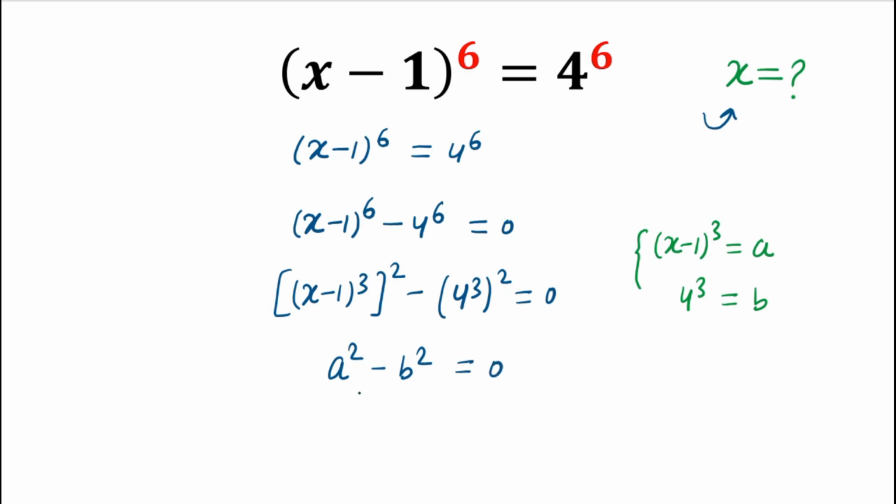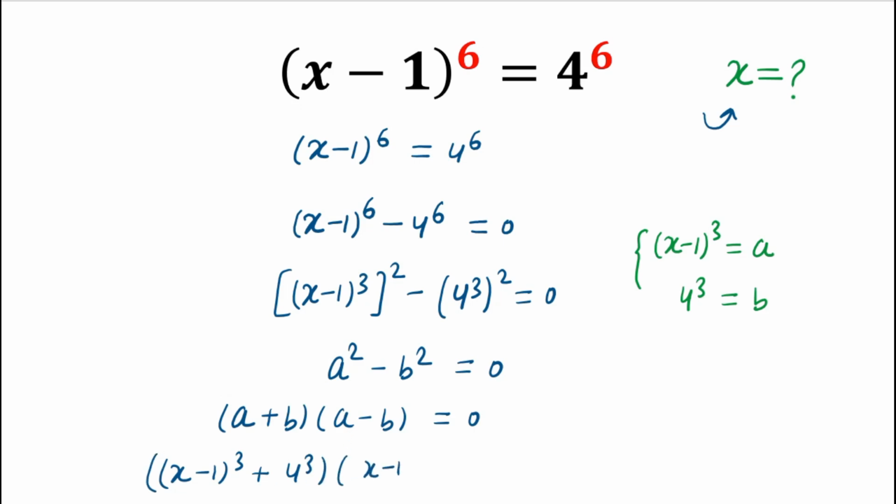On the left hand side, a squared minus b squared is a difference of two squares, and we know that the factor of a squared minus b squared is (a plus b) multiplied by (a minus b), and this equals 0. Now the value of a is (x - 1)^3 and the value of b is 4^3. So replace a by (x - 1)^3 plus b replaced by 4^3, and a replaced by (x - 1)^3 minus b replaced by 4^3, and this equals 0.